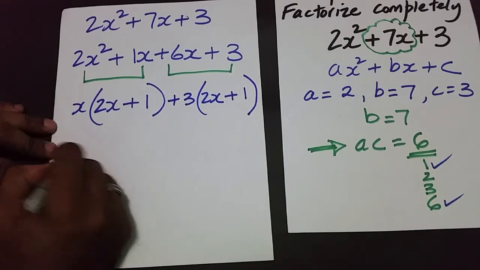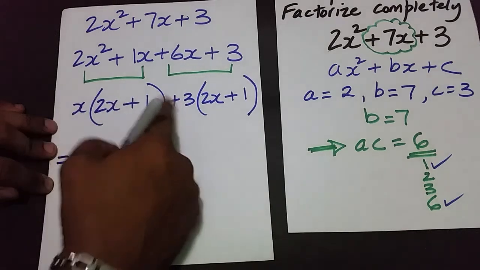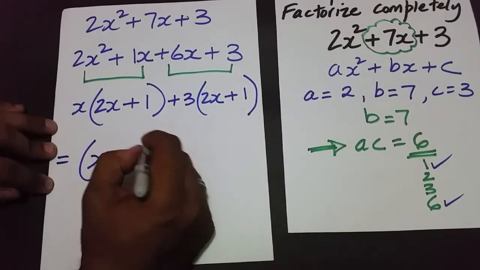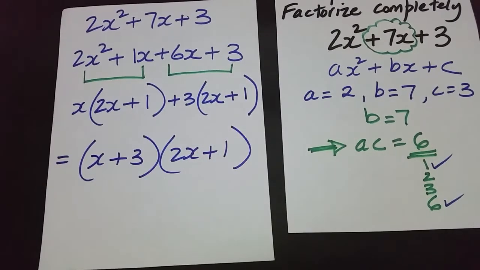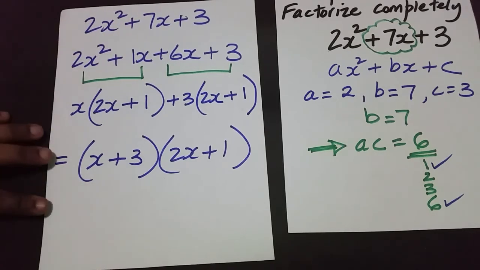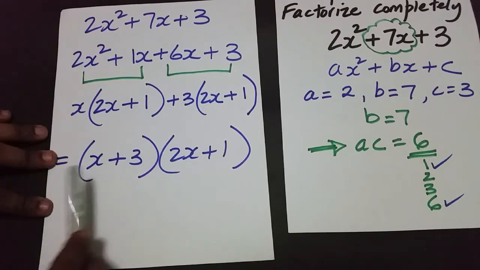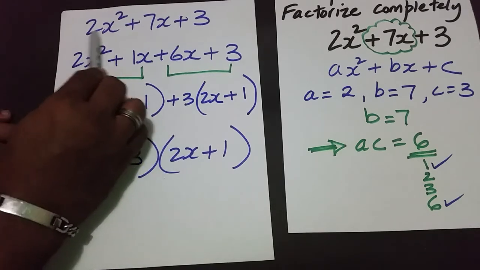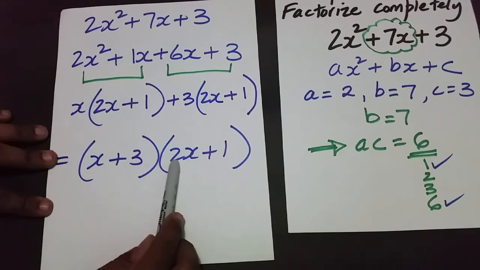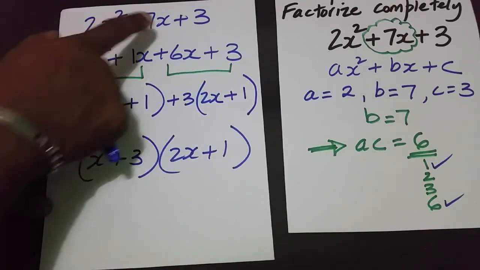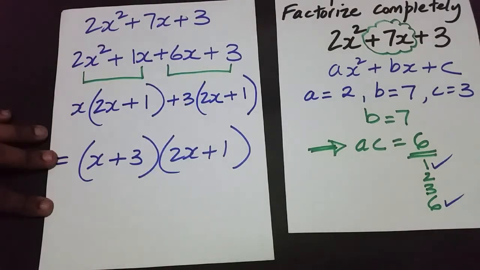So the final answer would then be x plus 3 in one bracket, and in the other bracket 2x plus 1. Now this will be the final answer when we factorize this quadratic expression here. And if you want to check in your head if it's correct, x times 2x gives me back 2x squared, x times 1 is 1x, plus 3 times 2x is 6x, that is going to give me back the 7x, and 3 times 1 is 3, gives me back the original expression. So this is how you go about factorizing quadratic expressions.